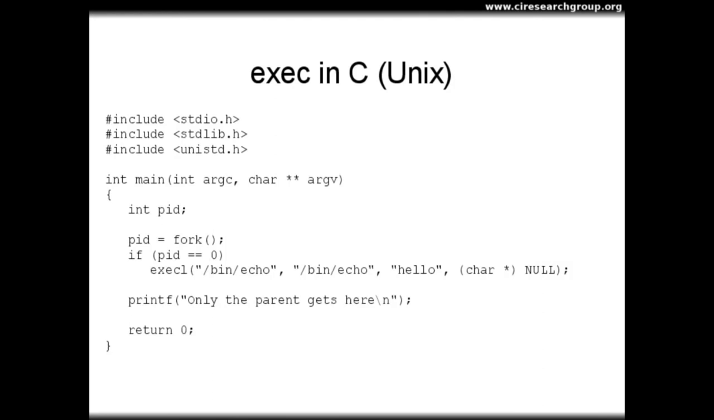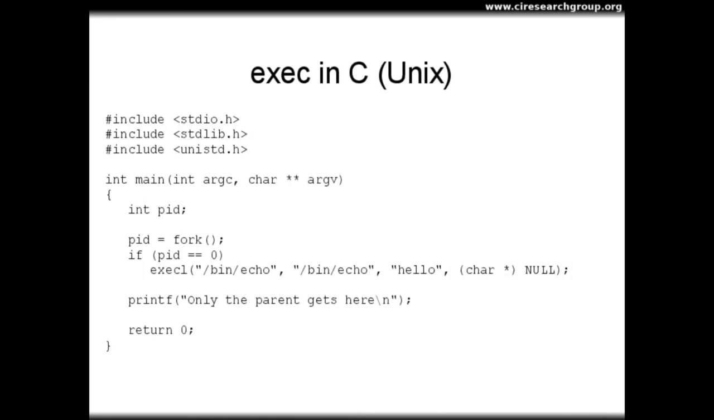However, in the child, we are now using execl to load the /bin/echo program. Notice that /bin/echo is both the name of the program and the first argument to the program. The message to be printed, hello, follows. Finally, we must terminate the parameter list with a null pointer, which needs to be cast to a character pointer type.